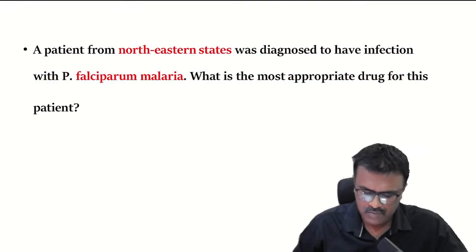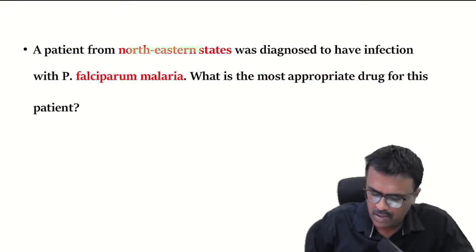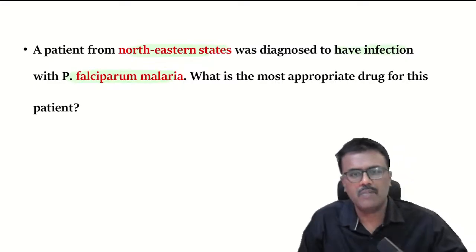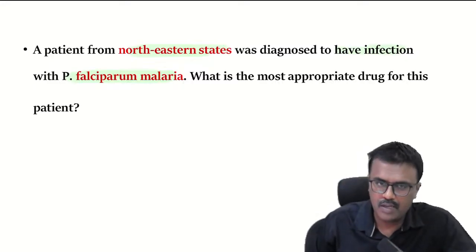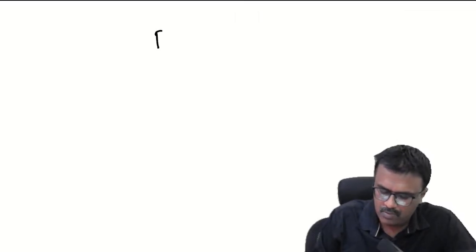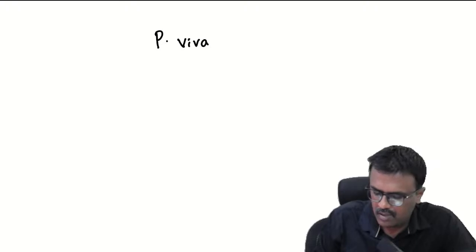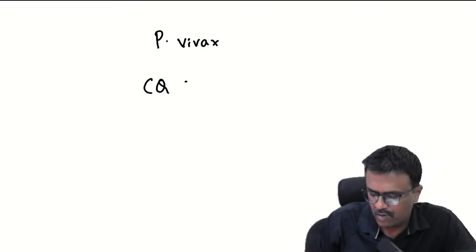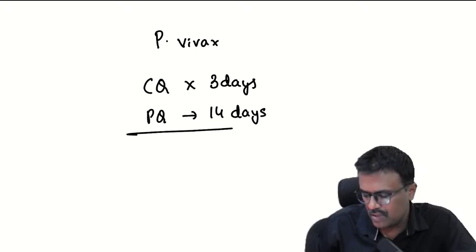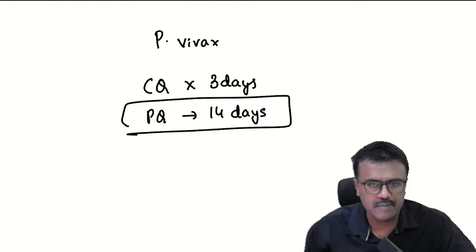Then coming to the cases, a patient from a northeastern state was diagnosed to have infection with falciparum malaria. What is the most appropriate drug for this patient? Now, before I come to falciparum malaria, how do we manage vivax? Plasmodium vivax: we give chloroquine for 3 days, and then we give primaquine for 14 days, because we want a radical cure.